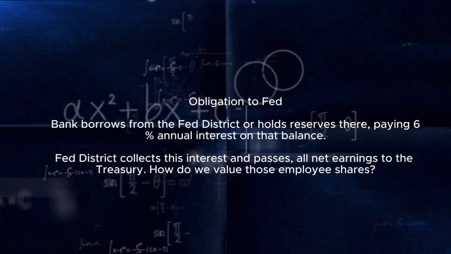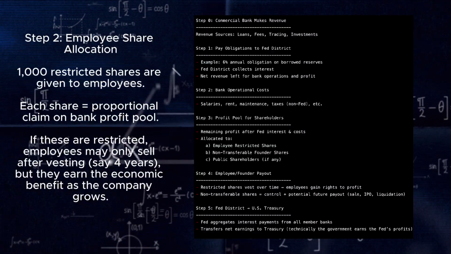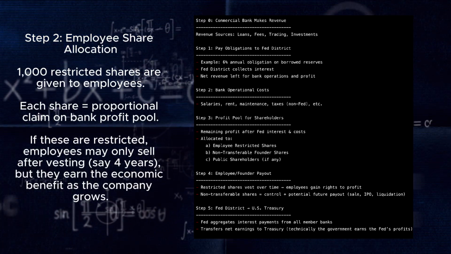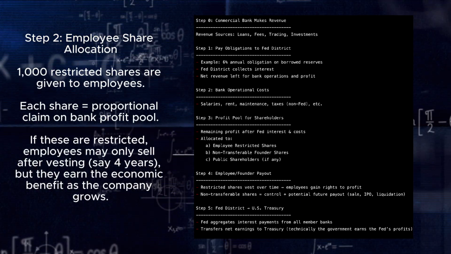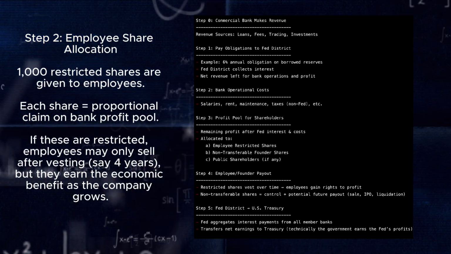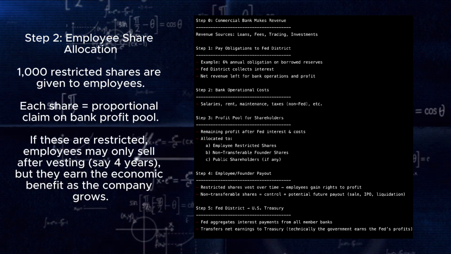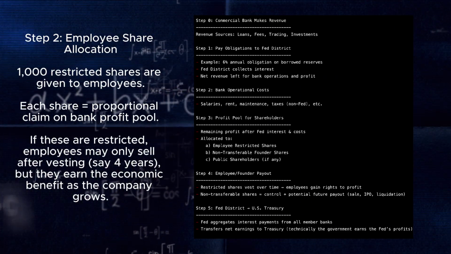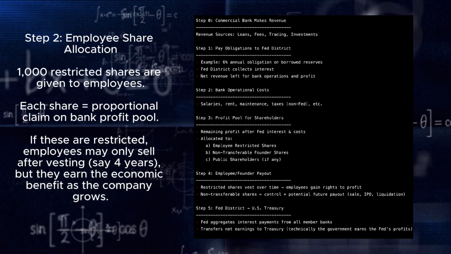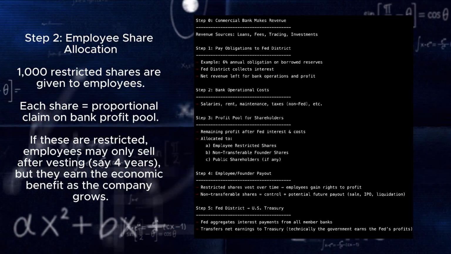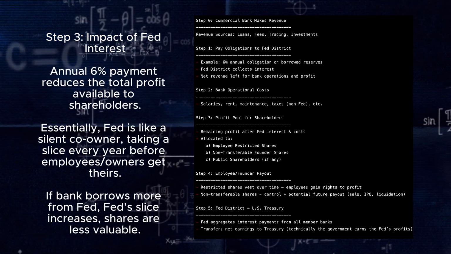How do we value those employee shares? Step 2. Employee share allocation. 1,000 restricted shares are given to employees. Each share equals a proportional claim on the bank's profit pool. If these are restricted, employees may only sell after vesting, say 4 years, but they earn the economic benefit as the company grows.